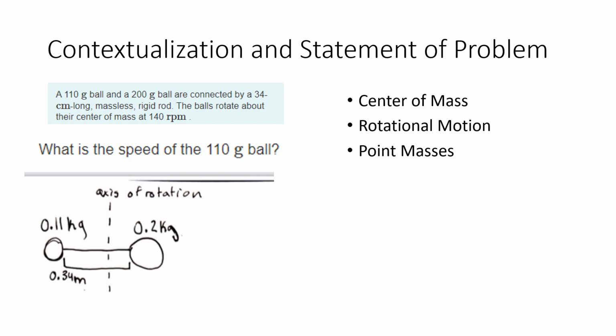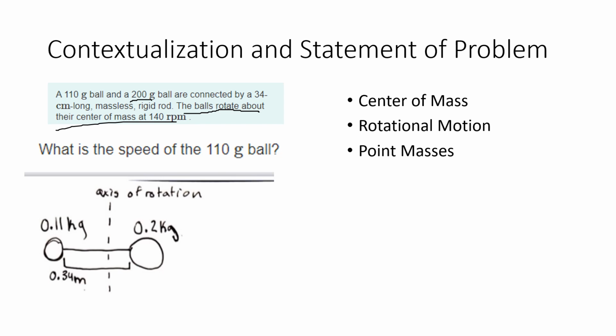So the question asks us about basically a 110 gram ball and a 200 gram ball that is connected by a 34 centimeter long rigid rod. And these balls rotate about this center mass at 140 rotations per minute. So basically, this problem involves a few things.